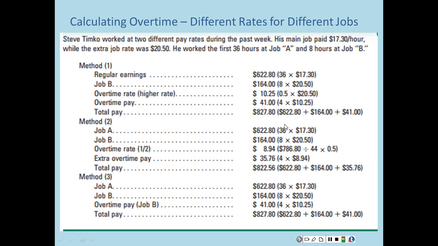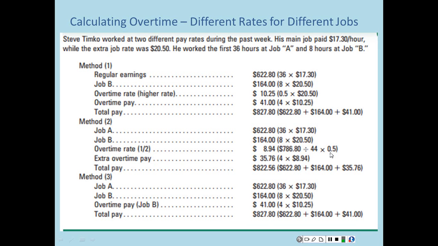In method 2, we're using a weighted average here. So in this particular case, we're taking the 36 hours at the job A rate, the 8 hours at the job B rate. We combine those together and we divide those by the total number of hours worked. And that calculation is shown right here on this line. This is the total of the job A gross, the job B gross, and then divide it by the total hours worked, 44, to get the weighted average rate, and then we pump it up.